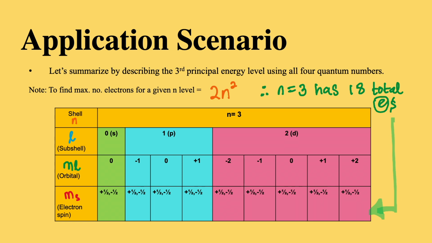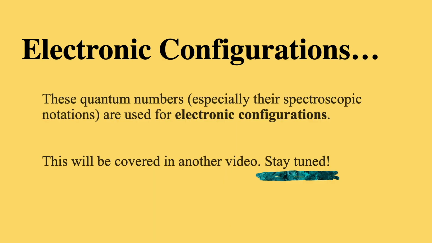To find the maximum electrons present in a given principal energy level, we can use the formula 2n squared. Therefore, the third principal energy level has a maximum of 18 electrons, as shown in this table. These quantum numbers, especially their spectroscopic notations, are used for electronic configurations. This will be covered in another video, so stay tuned.